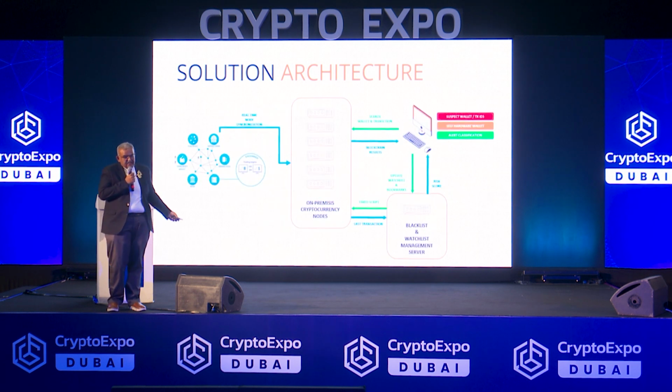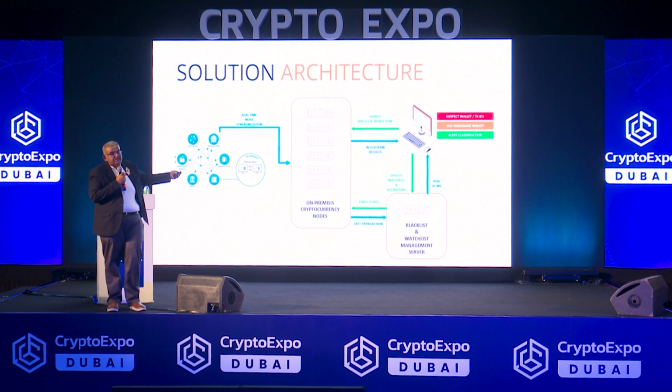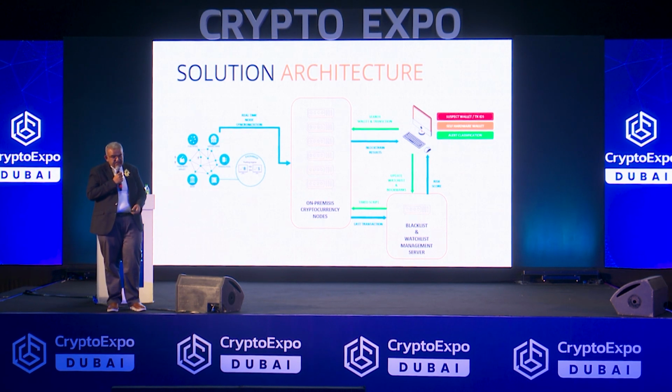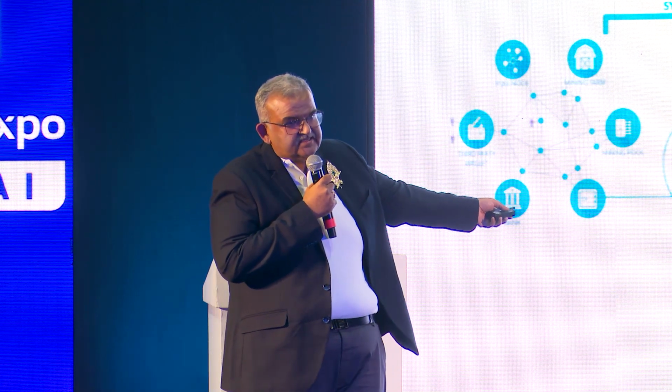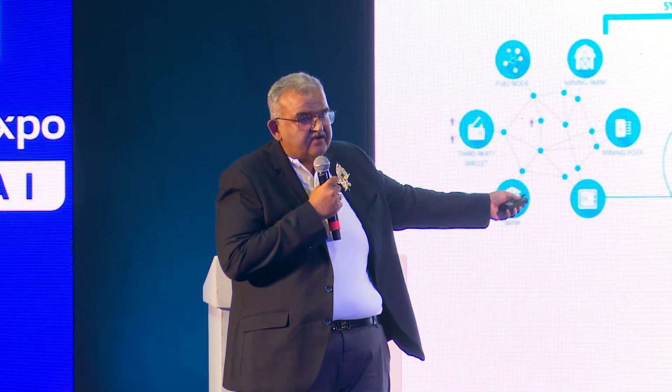After this, we have virtual machines for all types of blockchains. It can be Bitcoin, Ethereum, or Polygon. Then we have our own intelligence system, where we are continuously monitoring the dark web and collecting all the blacklist data over here.